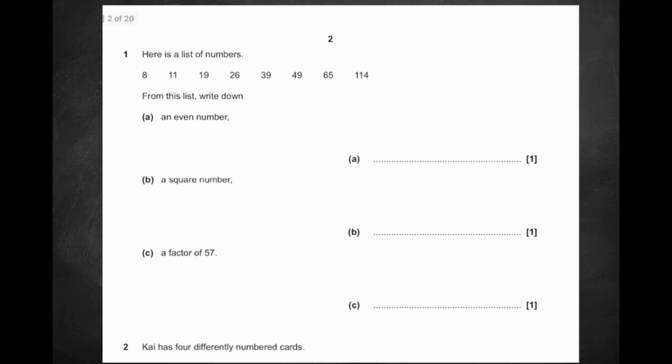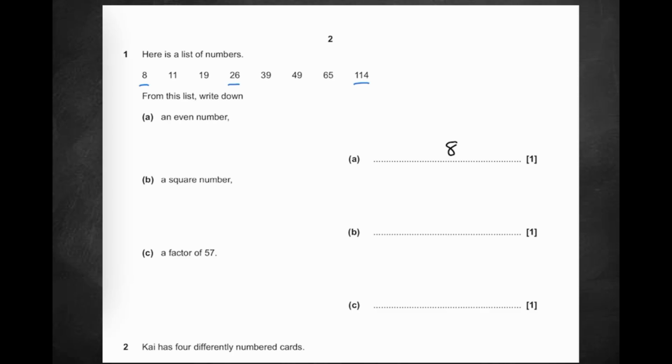Question number 1. Here is a list of numbers. From this list, write down an even number. So we just have to find any number in this list divisible by 2. That would be your 8, 26 or 114. So we're going to go for 8.